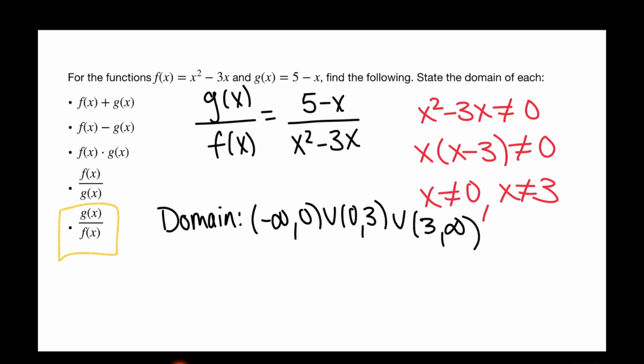In interval notation, that's everything from negative infinity to 0, as well as 0 to 3, and 3 to infinity. Once again, notice I'm using parentheses because 0 and 3 are not part of that domain. And the other thing to notice is that my domain considers the fact that function f of x cannot equal 0. If you take g divided by f, that means function f of x cannot equal 0. Once again, that's because division by 0 is undefined.